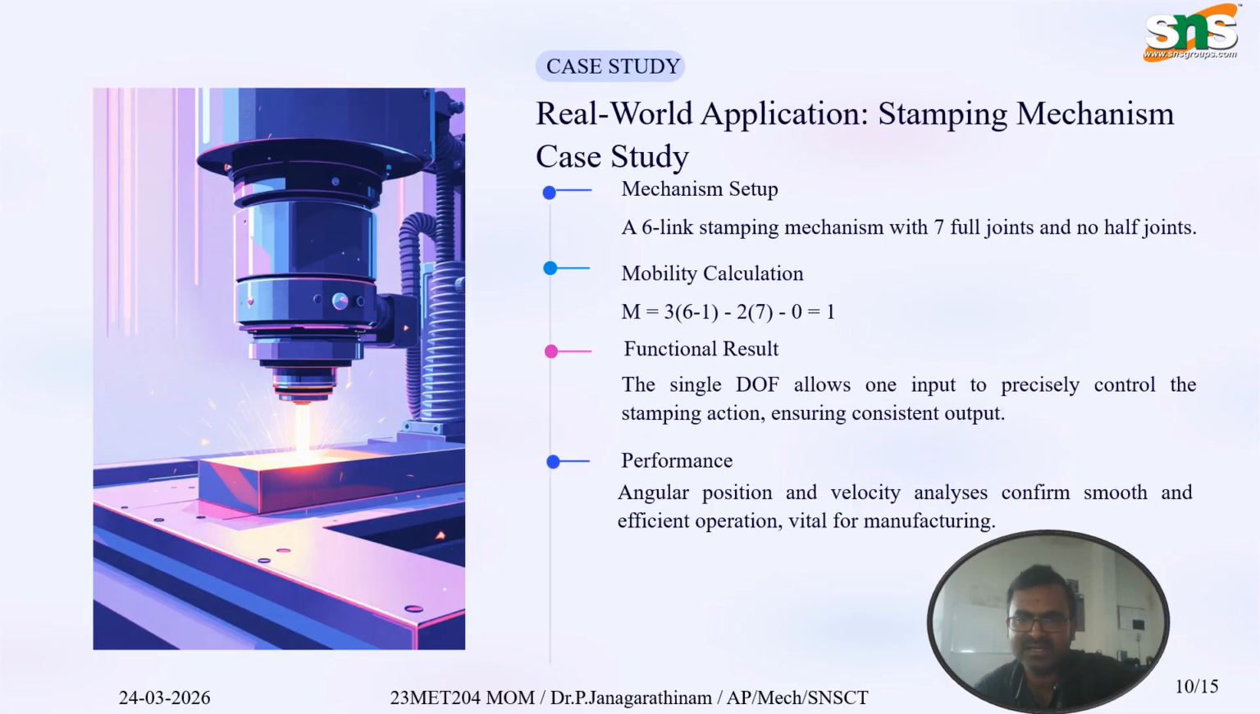This is a real-time case study. We choose a stamping mechanism, which has a mobility value of 1. This is a case study of a real-world application, the stamping machine. Here the number of full joints is 7, the number of links is 6, and the half joints are 0. We do the mobility calculation, and we get the number of degrees of freedom, or mobility value, equal to 1.